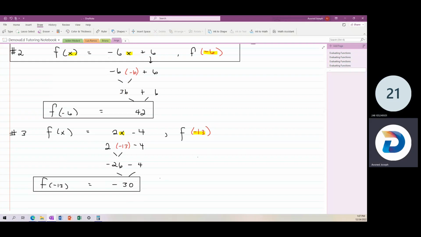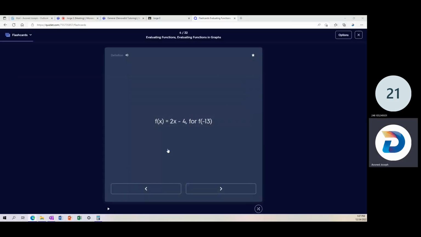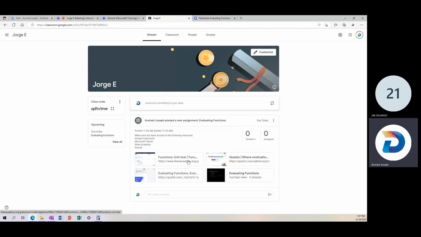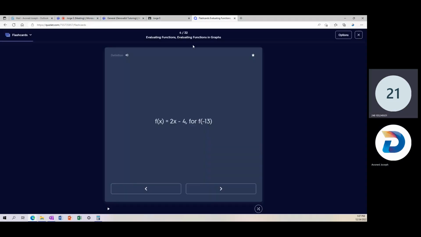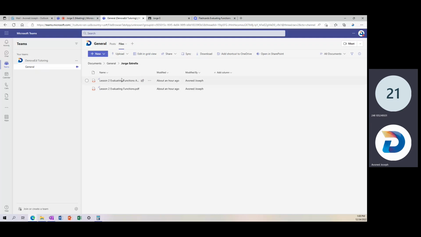Okay, so those are the first 3 problems on Quizlet. If you want to try some extra problems, they are available to you on the Google Classroom. I sent this email to your mom, so all you have to do is click it and then work on the flashcards. During our next session, we'll start off with the Quizlet flashcards, and then we'll probably try the quiz game too, okay? Make sure you also look into Microsoft Teams, because your notes and the answer keys will be in there for what we just worked on today, okay?